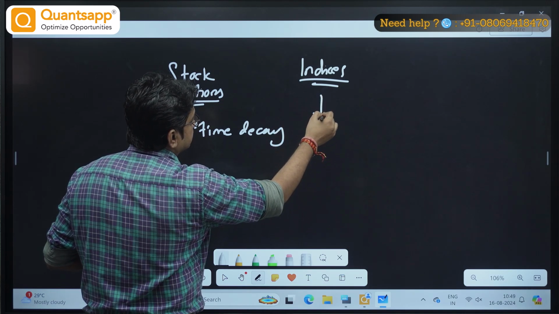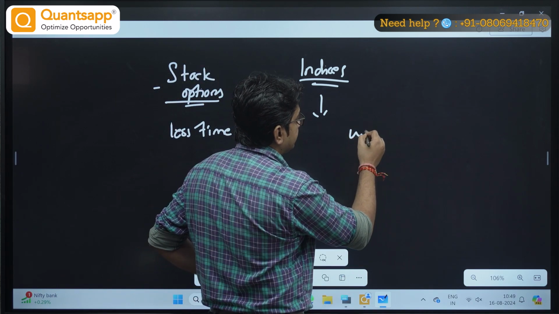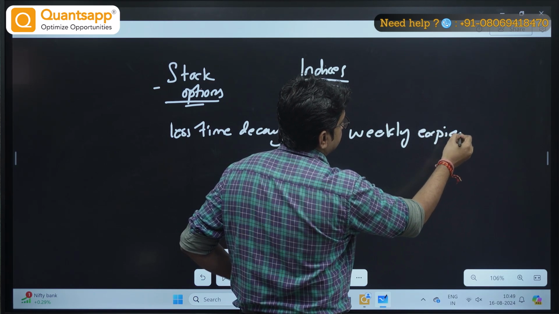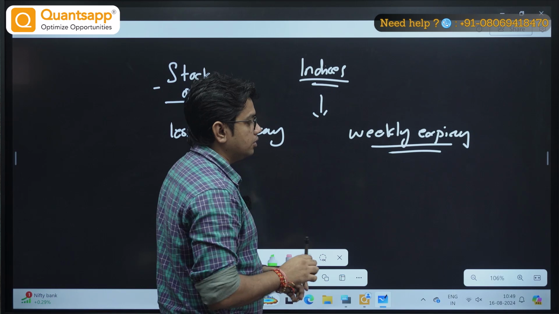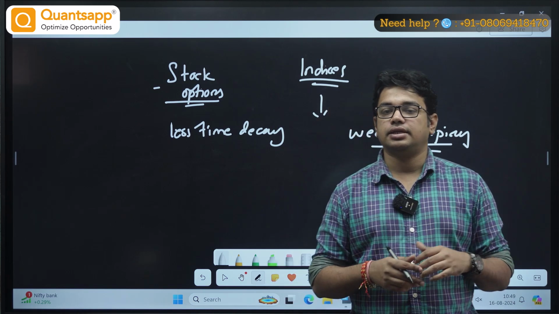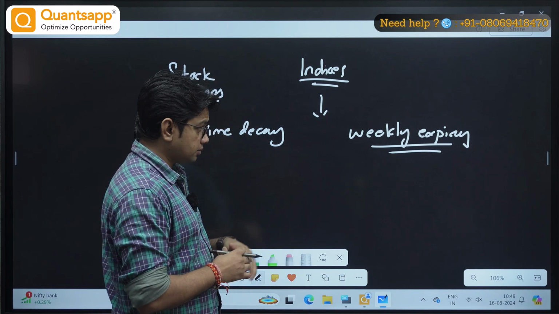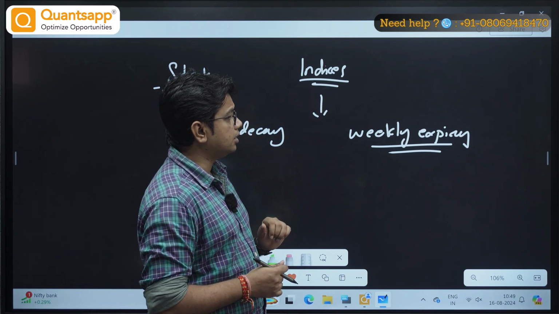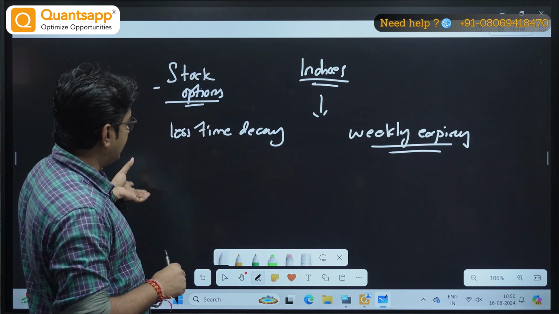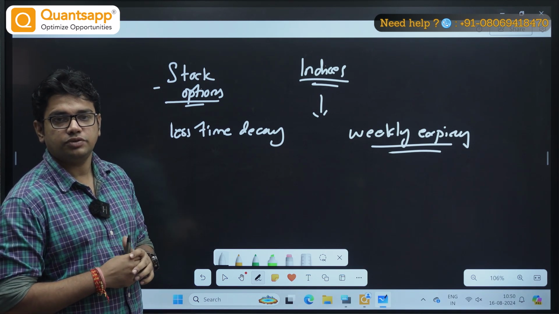Why is there more time decay in indices? Because of weekly expiry. I'll show you both, how with less capital I can trade in indices and how I can trade in stock options. Due to weekly expiry, indices options have more time decay, and due to monthly expiry, the time decay is at a slower rate in stock options.